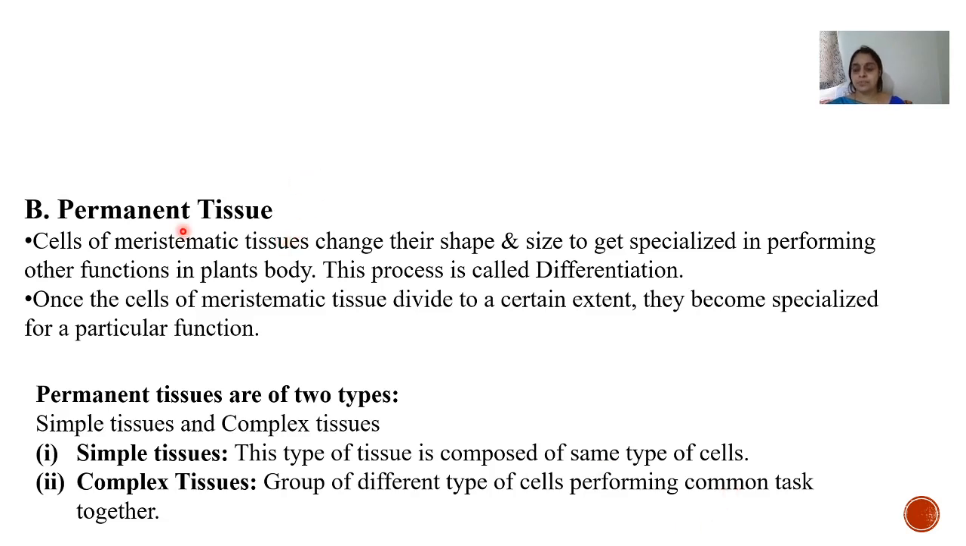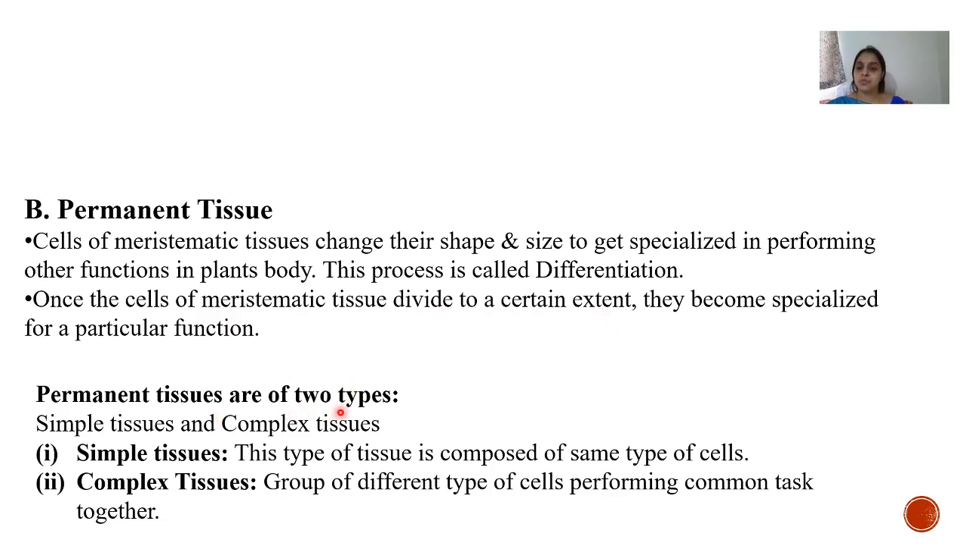Next, permanent tissue. Cells of meristematic tissue change their shape. Once this meristematic tissue grows, later they change their shape and size and become more specialized to perform other functions. This process, where there is a change in shape and size and they are transformed to do some particular function, is known as differentiation. Once the cells of meristematic tissues divide to a certain extent, they become specialized to perform a particular function.